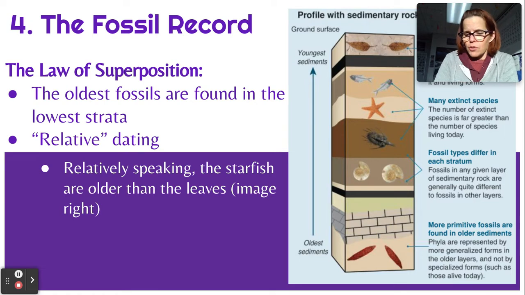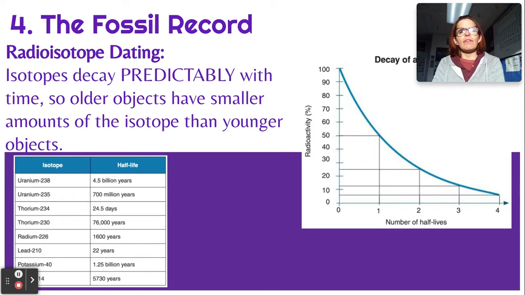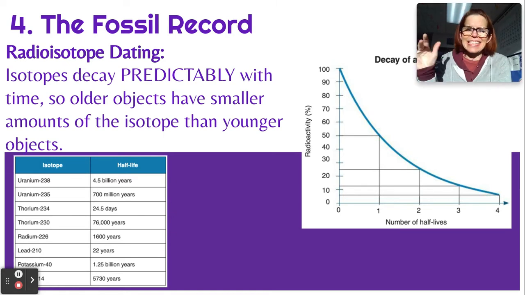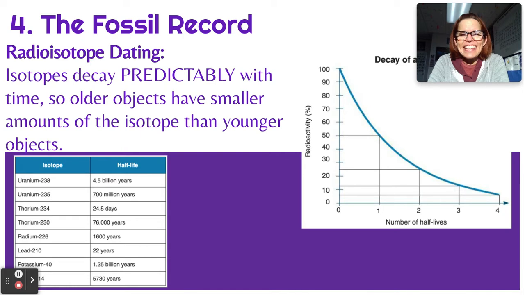And we didn't know. So a while back, we invented something called radioisotope dating. It was in the 1970s, 80s, somewhere in that ballpark. What they discovered is that radioisotopes decay, which means they fall apart. You don't need to know the specifics. Predictably, they are like clocks, like the most accurate clocks you can imagine. So they decay predictably with time.